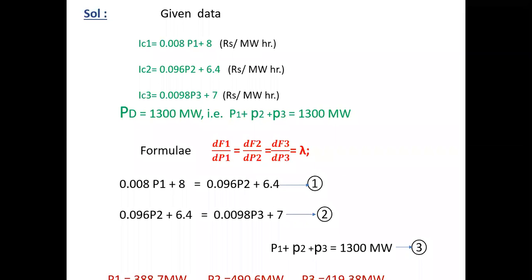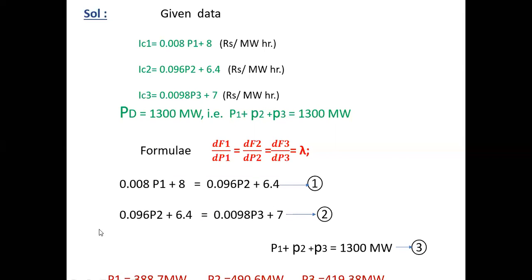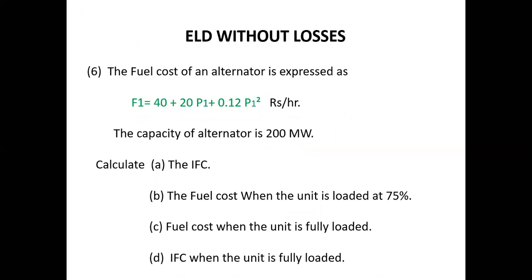So these are the answers for P1, P2, and P3. Finally, we need to represent those P1, P2, P3 in megawatts. So this is the simple procedure for finding P1, P2, and P3. Then we'll go for the next problem. So all of you read this problem.